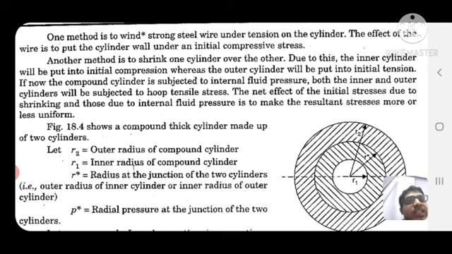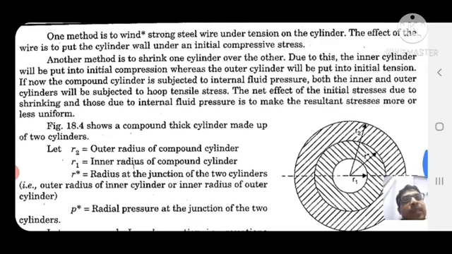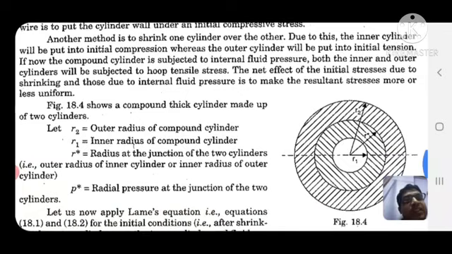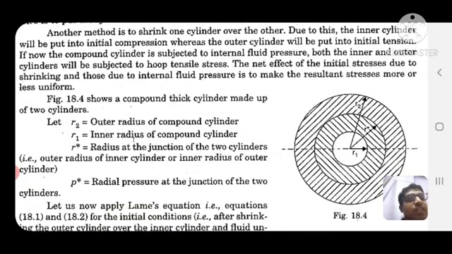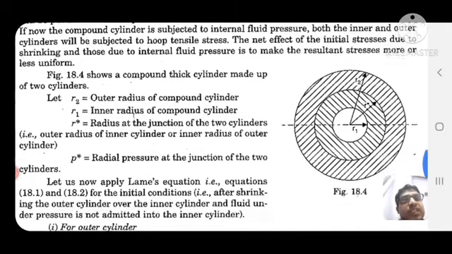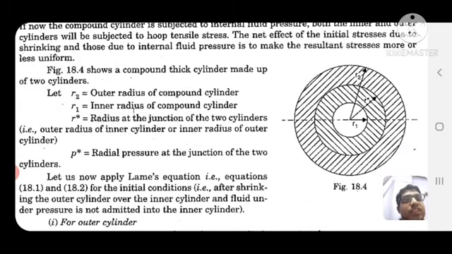Due to this, the inner cylinder will be put into initial compression, whereas the outer cylinder will be put into initial tension. If now the compound cylinder is subjected to internal fluid pressure, both the inner and outer cylinder will be subjected to hoop tensile stresses. The net effect of the initial stresses due to shrinking and those due to internal fluid pressure is to make the resultant stresses more or less uniform.